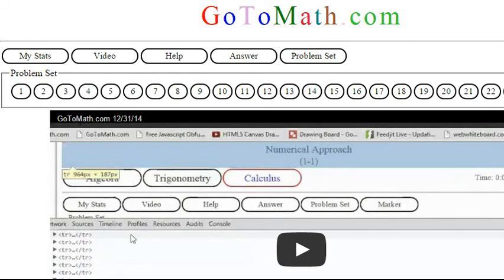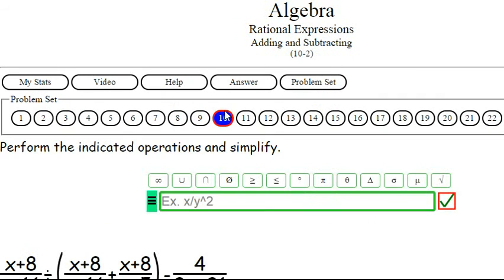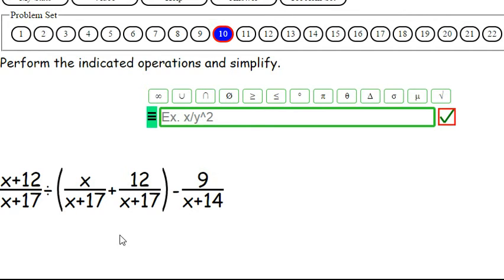Okay, we're over here at GoToMath.com. Click on the algebra. Let's go down to adding and subtracting. We're looking at 10 point. What is all that stuff? Are you kidding me? What is this, a test? Wow. Okay. Well, you should have known the last couple problems are always hell.